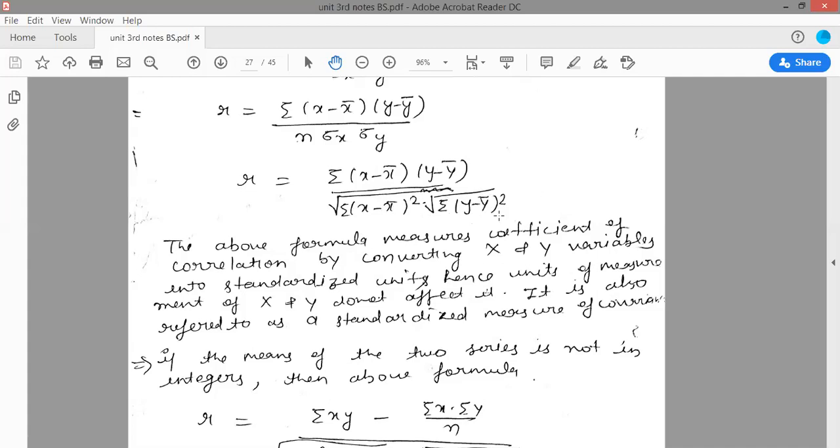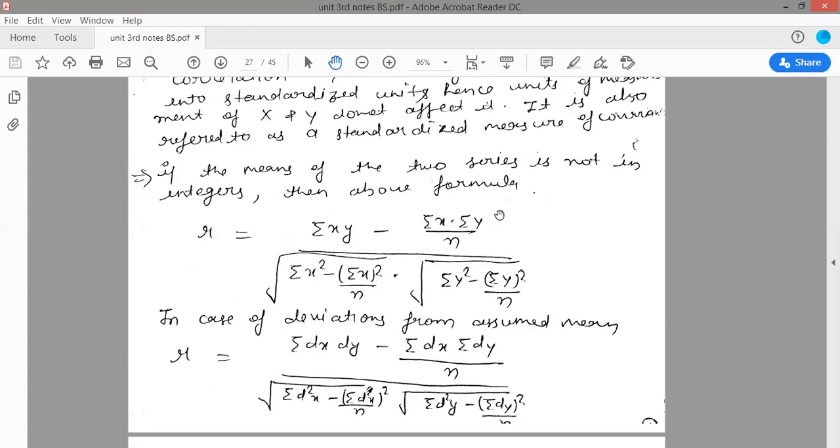So there are 3 to 4 formulas, and we can find our coefficient of correlation by using this formula. The above formula measures the coefficient of correlation by converting x and y variables into standardized units. Hence, units of measurement of x and y do not affect it. It is also referred to as a standardized measure of covariance. If the means of the two series are not integers, then the above formula will be modified.